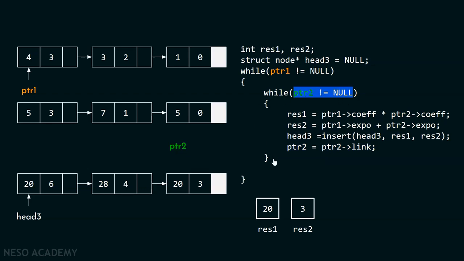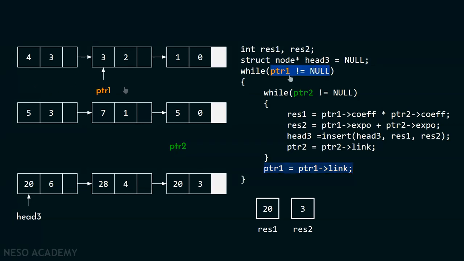So we'll get outside of this while loop. Isn't that so? But it is important that after this while loop, we must update ptr1 as well. Obviously, we must update ptr1 so that it can point to this node. That is why it is important to put this line, that is ptr1 equal to ptr1 link. This means that ptr1 is now updated and it will point to the next node of this list.